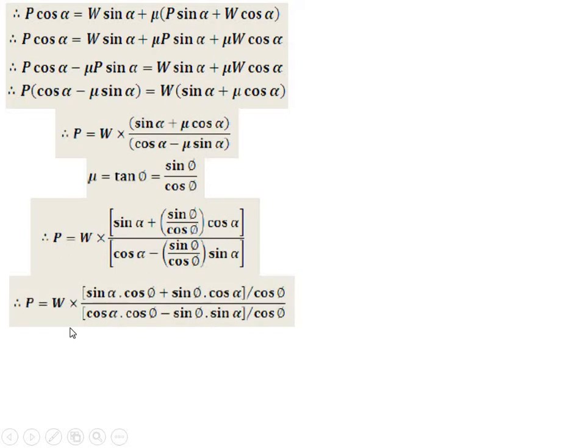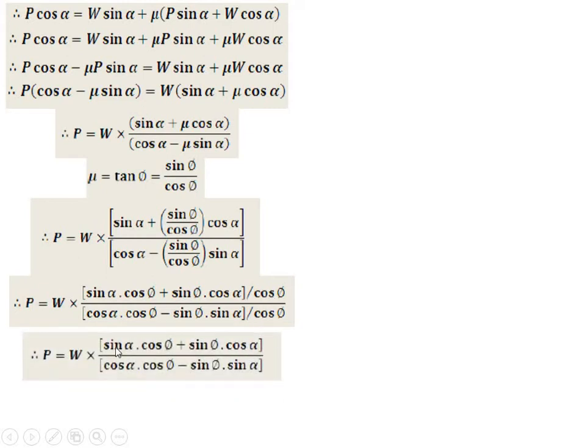So P is equal to W into sin alpha. Now just by multiplying and rearranging the terms, sin alpha into cos alpha plus sin phi into cos alpha divided by cos phi, divided by cos alpha into cos phi minus sin phi into sin alpha divided by cos phi. Now that cos phi term will get cancelled, and finally P is equal to W into that remaining term. Now just by trigonometric relation, we will know that P is equal to W into sin alpha plus phi.